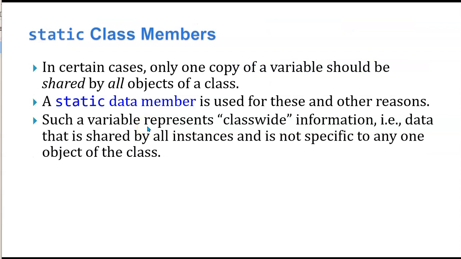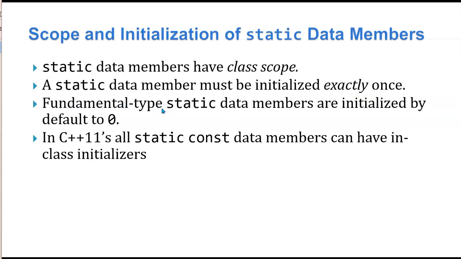In certain cases, only one copy of a variable should be shared by all objects of the class. This is called a static data member and is used for these and other reasons. Such a variable represents class-wide information, that is, data that is shared across all instances and not specific to any one object of the class. Static data members have class scope. A static data member must be initialized exactly once, and fundamental-type static data members are initialized by default to 0. In C++11, all static constant data members can have initializers in-class.